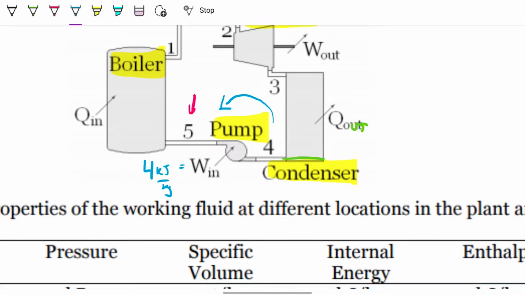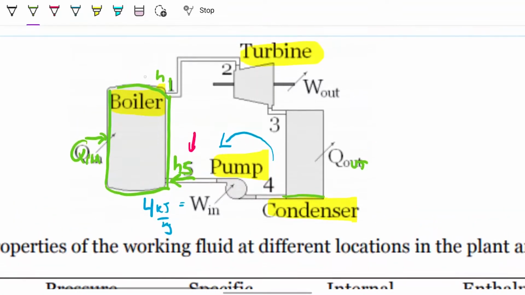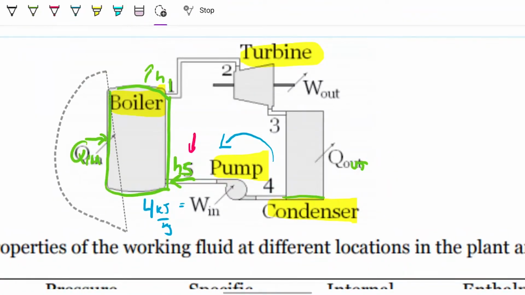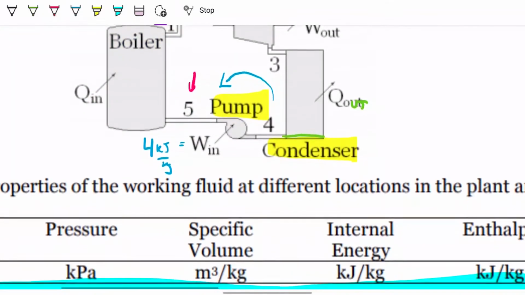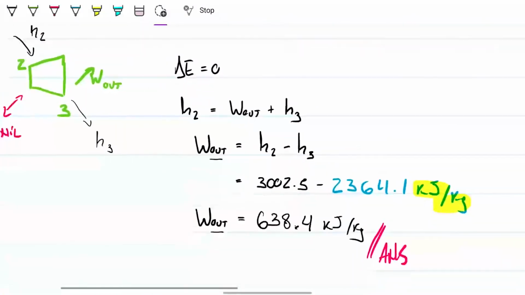With that piece of information, if I want to find the heat transfer to the boiler, all I need to do is first use the pump information to define state 5, and then do a control volume around the boiler, in which I have Q in going here, enthalpy 5 going here, and enthalpy 1 leaving my boiler. Let me grab this. We're going to use this in a little second. But first I need to find out what is H5.